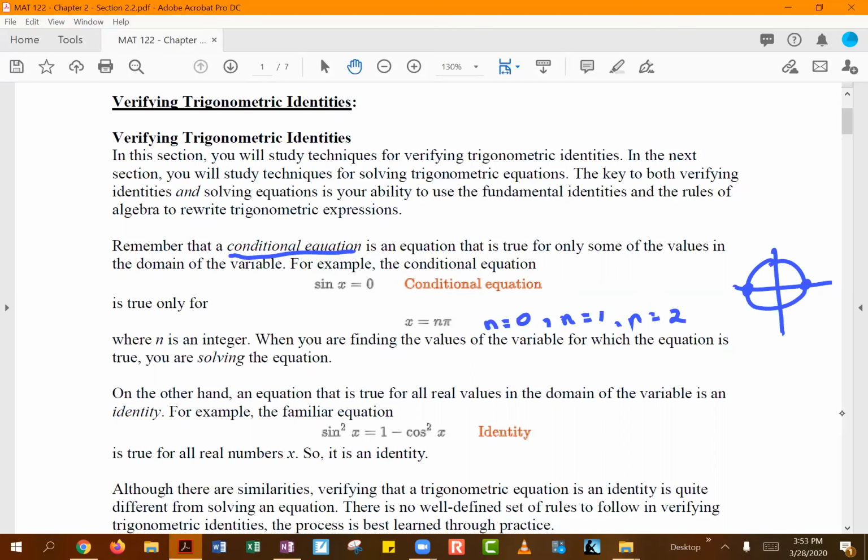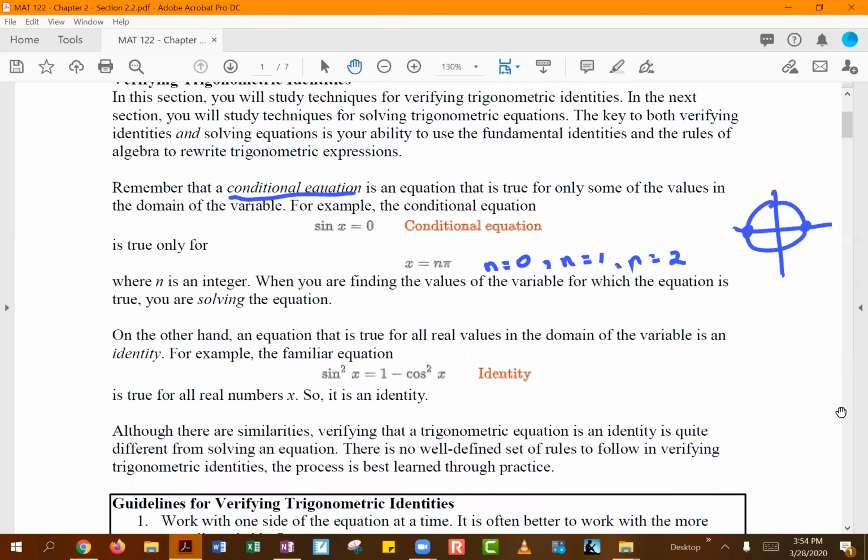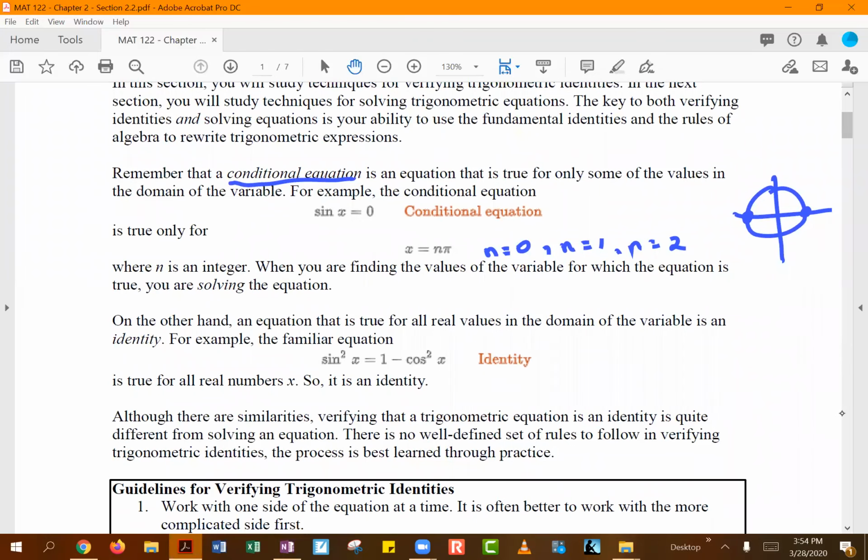So we know that your x value can be anything because you're talking about an angle here, but sine of x is only 0 at these given values. So that's why sine of x equals 0 is a conditional equation. And when you are finding the values of a variable, that basically means you are solving the equation, okay? Now, the other type of equation that we had talked about was an identity.